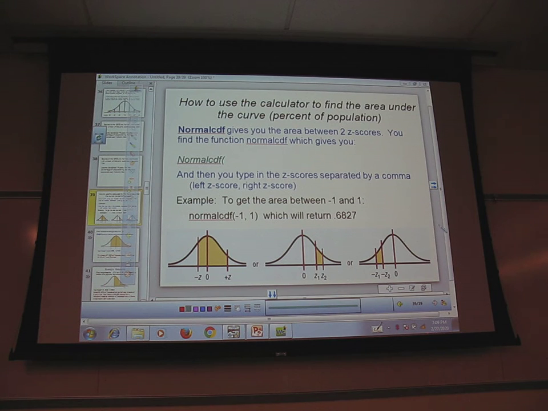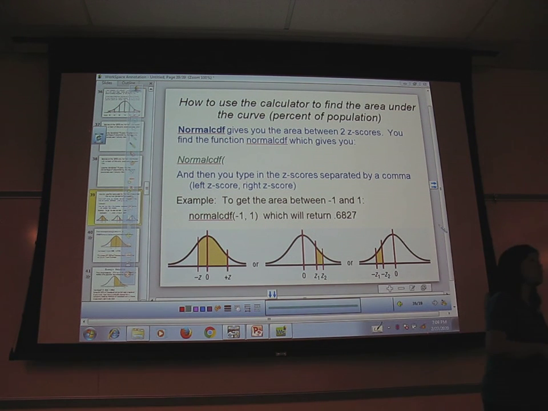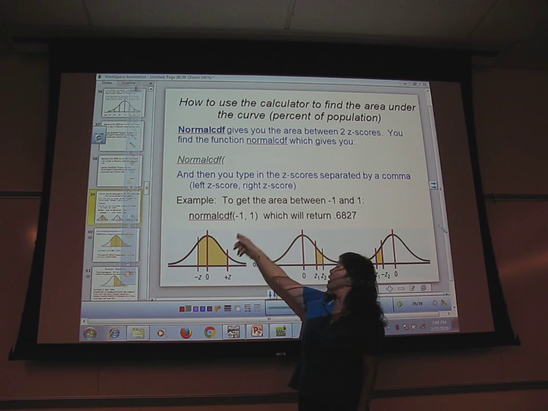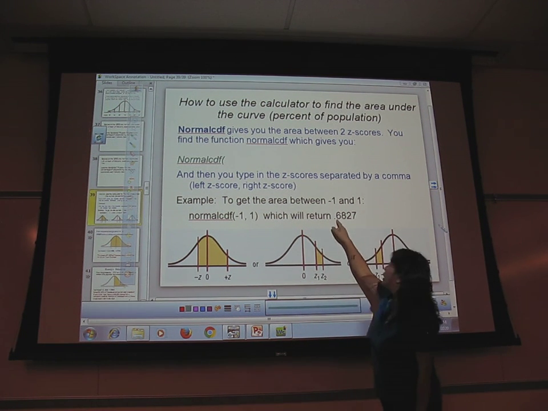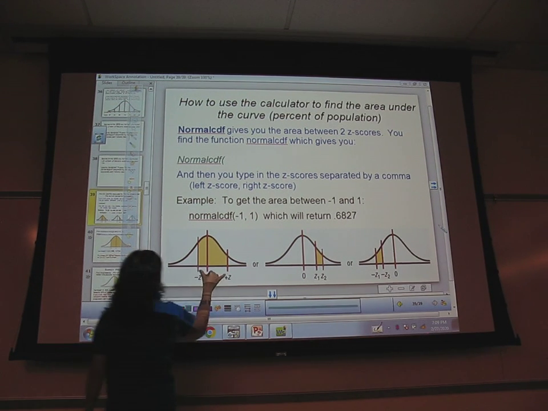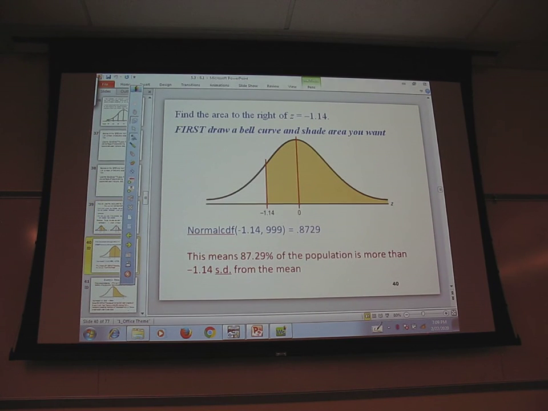Left z-score, right z-score. So for example, to get the area between -1 and 1, I'd get normal CDF on my calculator, and then I'd put in -1, and then the comma, which is about the 7, and then +1. And that would give me 0.6827. So normal CDF will give the area between any two z-scores that you feed it. You feed it a left z-score, which is the lower one, and the right z-score, which is the higher one. If you do it the opposite direction, it's going to give you a negative area. So you would probably prefer not to do that.